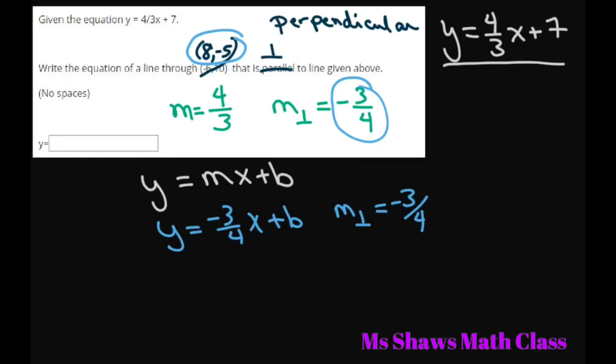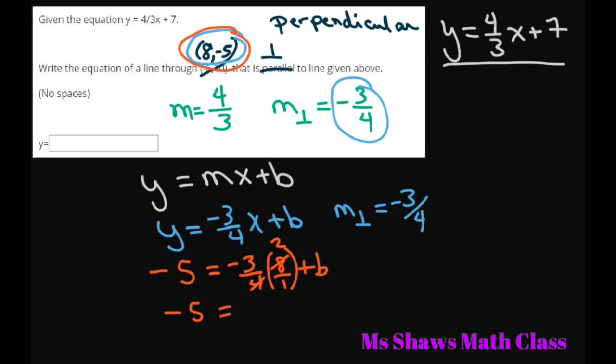And then we're going to plug in this point here. So that would be y is -5 and x is 8. Again, you can write 8 in fraction form like that. 4 goes into 8 2 times. So you get -5 equals -6 plus b. And you can add 6 to both sides, and you'll get b equals 1.